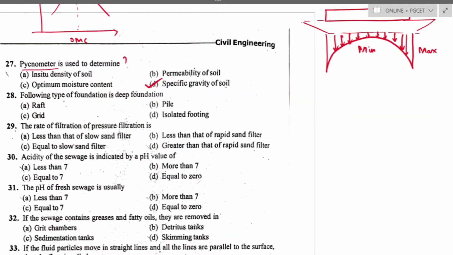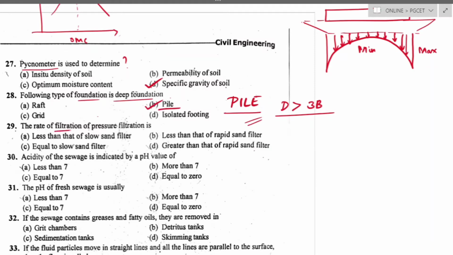Question number 28. Following type of the foundation is deep foundation. A deep foundation is also called a pile foundation, and this type of foundation is formed by long slender columnar elements typically made from steel or RCC or sometimes timber material. A foundation is described as pile foundation when its depth is greater than 3 times the breadth of the foundation. So option B is the right answer, that is pile foundation.